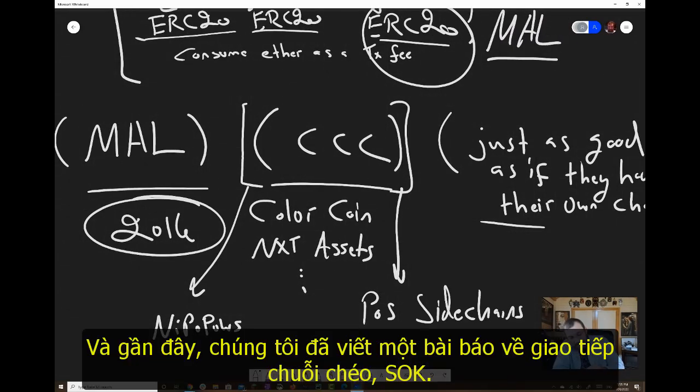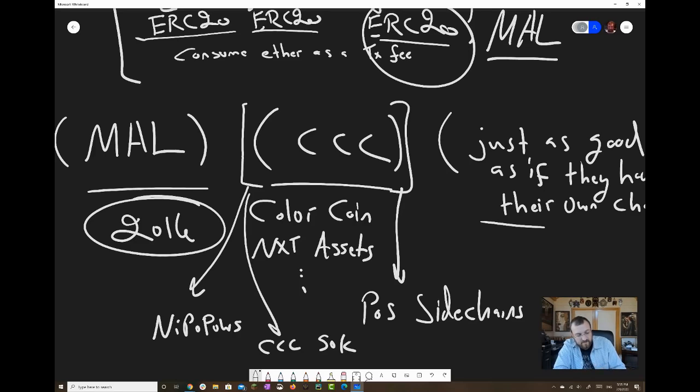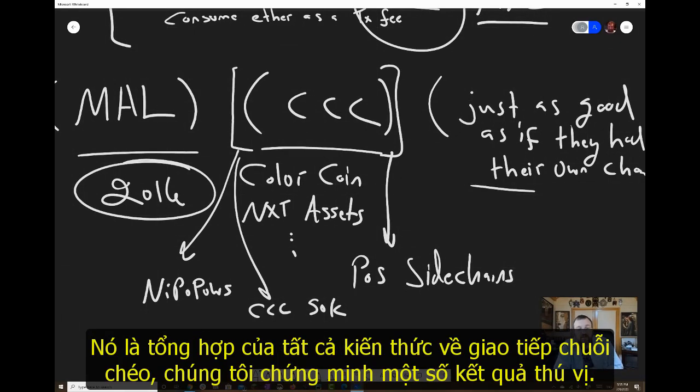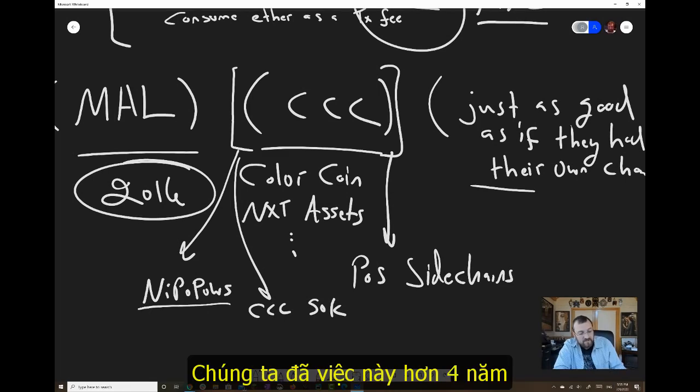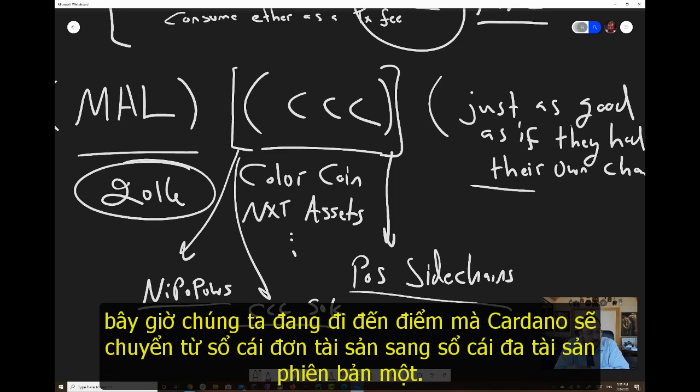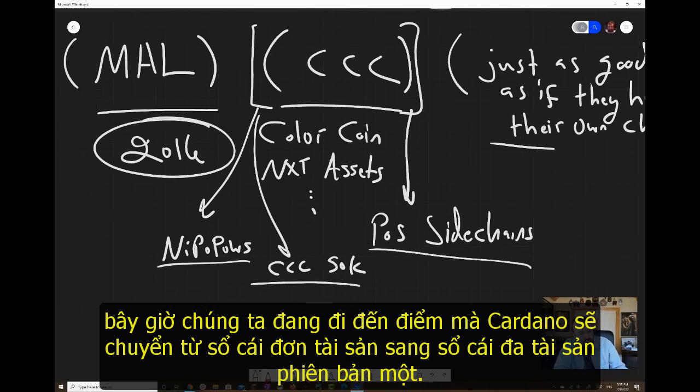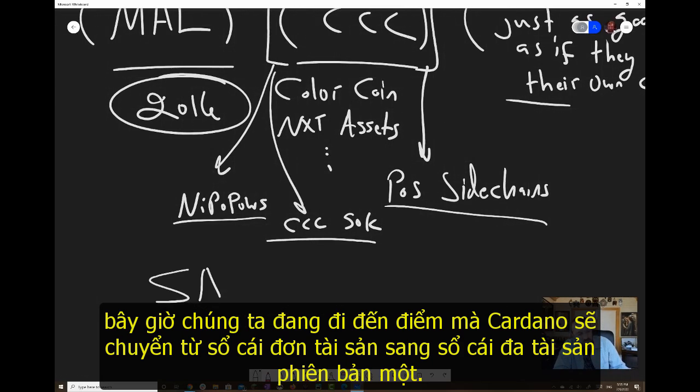Okay. And recently we wrote a cross-chain communication SOK paper. So basically it's a roll-up of all the knowledge about cross-chain communication. We proved some interesting results with that. So we've been at this game now for well more than 4 years. And we're now getting to a point where Cardano is going to go from a single asset ledger to a multi-asset ledger.